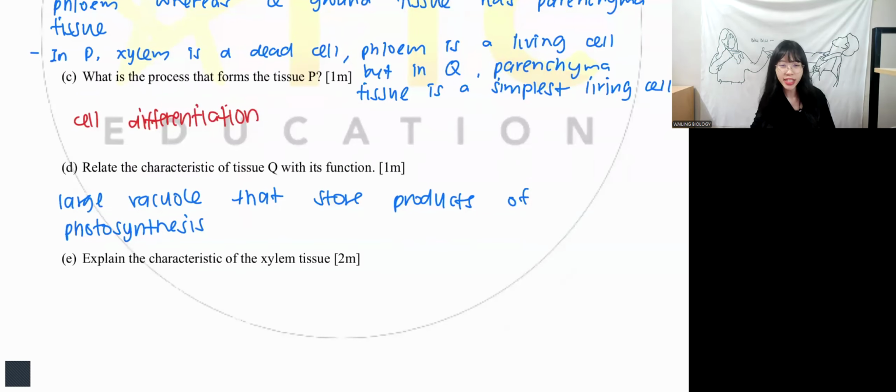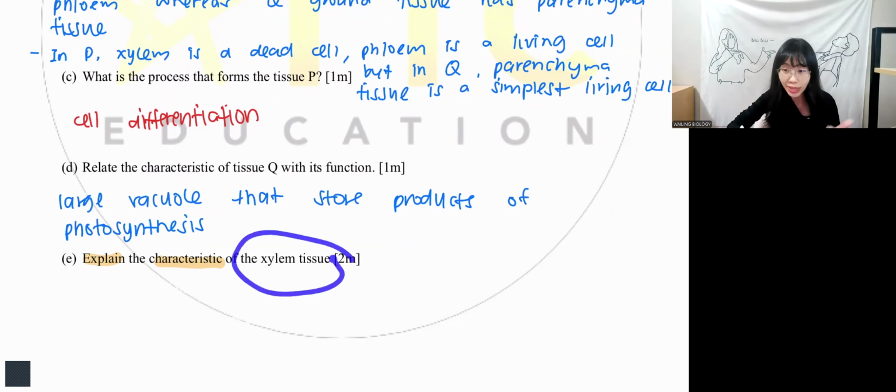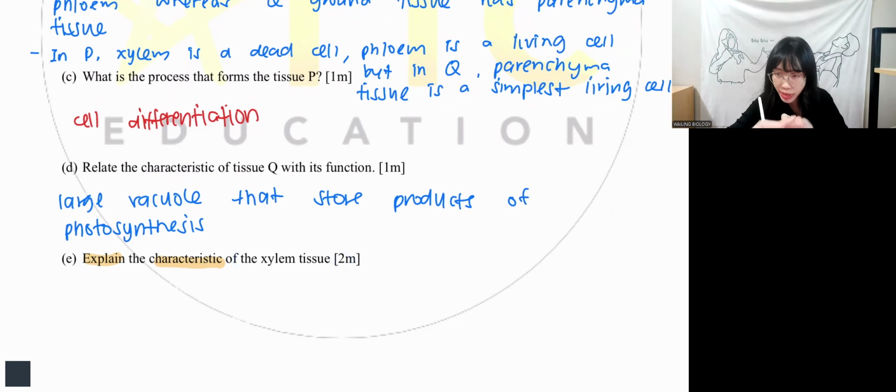Okay, explain the characteristic of xylem tissue. Explain characteristic. Your statement has to match with your characteristic. Now I know you know xylem is a dead cell. But when you write xylem is a dead cell, you have no explanation, because then you have no function for a dead cell. So you write something that you know. For example, what is the function of xylem? Transport water and mineral, right? We have two functions of xylem, transport water and mineral. The other one is to provide support. In chapter 4, we learned xylem can provide support as well.